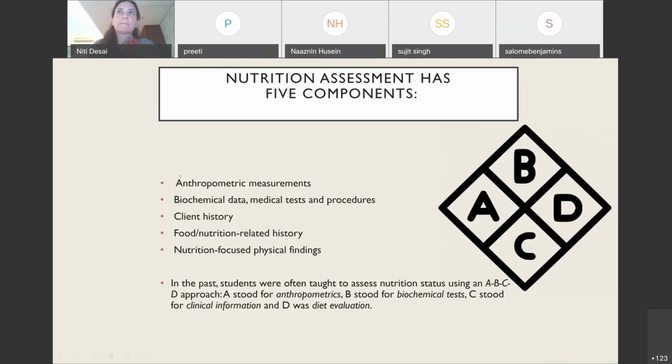So the A, B, C remain the same. C becomes client history instead of just the clinical information, which again emphasizes that there are a lot of other factors which affect the nutrition prescription. I will be talking about it a bit in detail later. D is, of course, the diet evaluation or the food nutrition related history. And the 5th step that has been added is the nutrition focused physical findings.